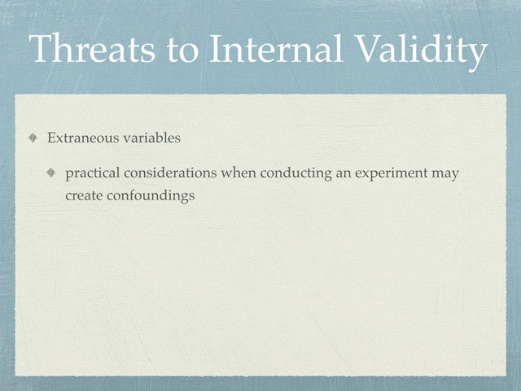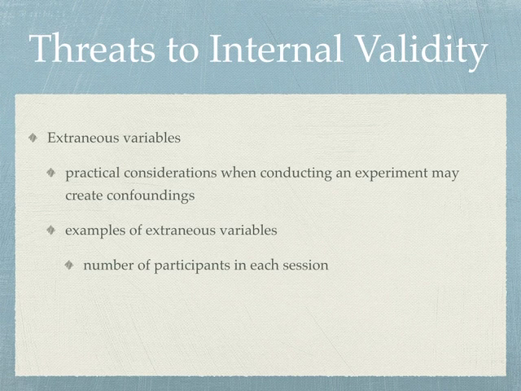These extraneous variables are back to the last lecture where we talked about treating participants equally. We treat participants equally for a lot of reasons to control these extraneous variables and to keep them from becoming confounds. Some examples of these include the number of participants in each session. So if you have 3 participants when you have your control condition and you have 25 participants when you do your experimental condition, that's very different. They're getting very different situations. Those are kinds of situations that you need to control for and really kind of equate.